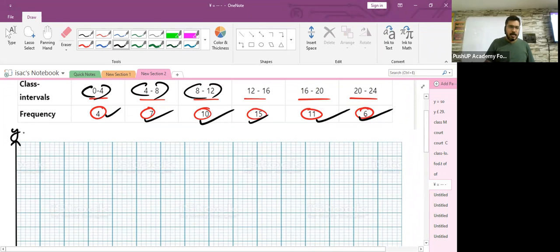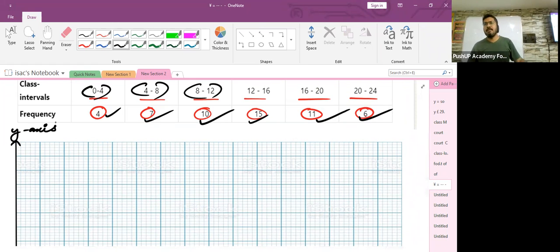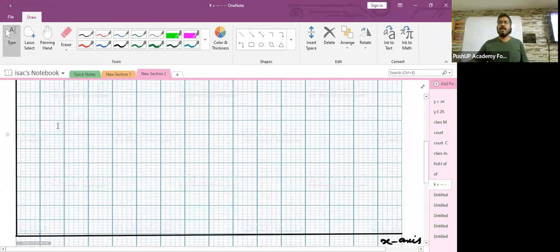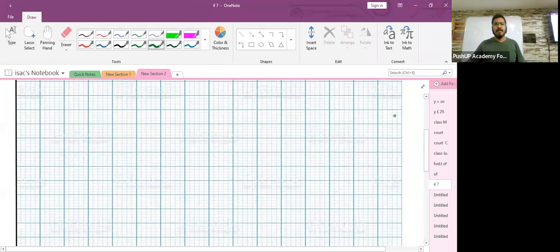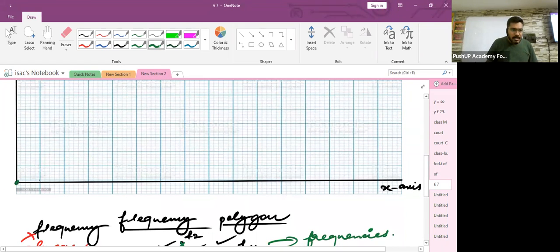Children, since the screen is small, I will take a little time to adjust all the points on the graph paper properly. So kindly give me that time to plot everything. X-axis and y-axis is drawn. All right. Children, what is the first class interval here? 0 to 4. Second class interval is 4 to 8, 8 to 12, 12 to 16, 16 to 20, 20 to 24, isn't it? So children, this is the point which is called as the origin.